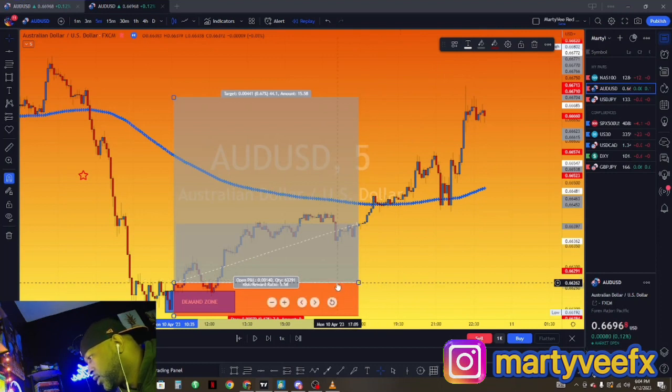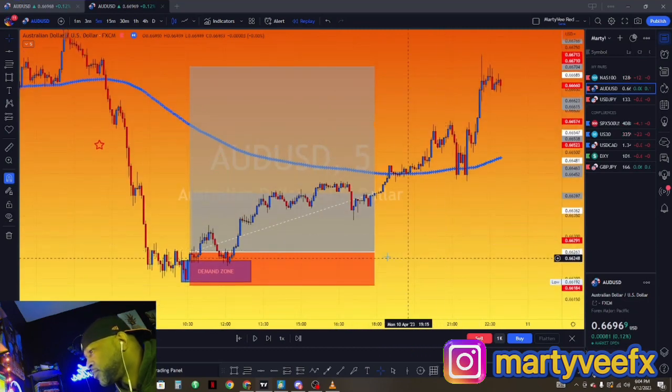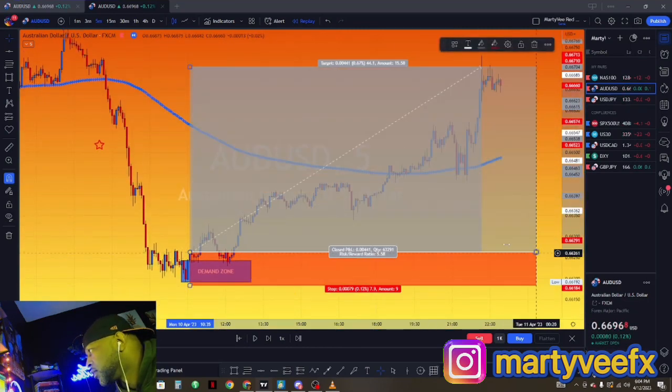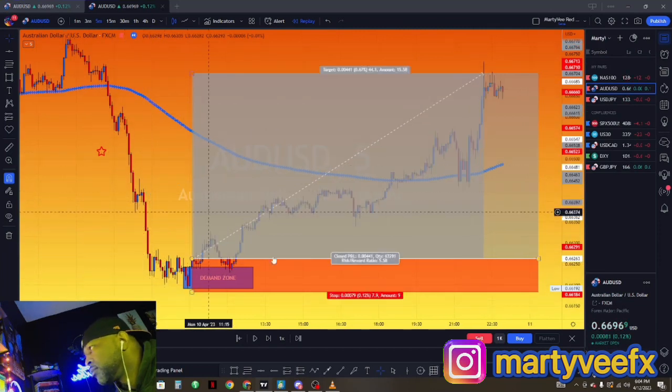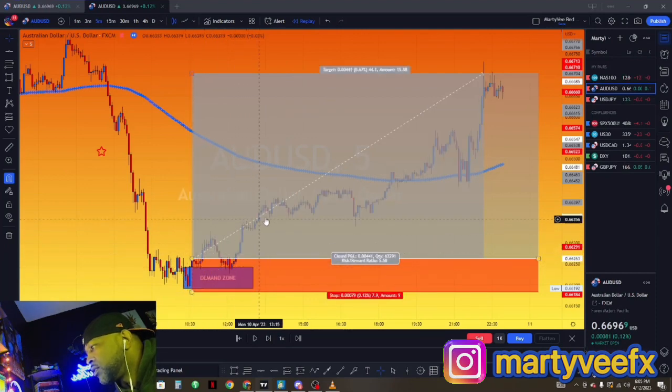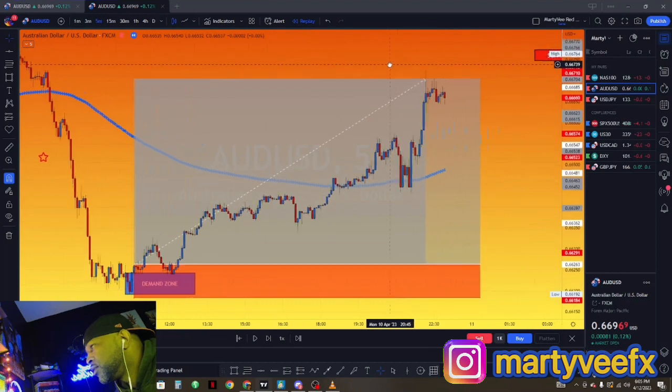But yeah, this is what I'm talking about. Another example of price dropping at a momentum, impulsive candles dropping, and then it ended up creating an entry right here. This was a demand, and it just gradually pushed back up and hit TP. So I hope this helped you guys.